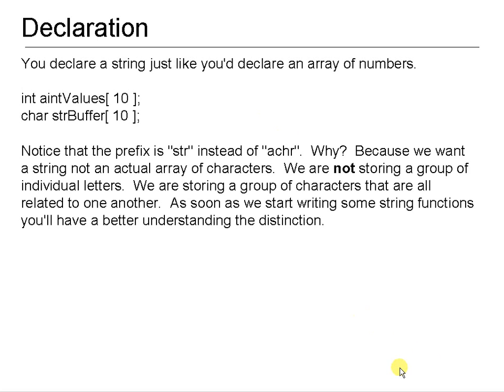So for example, int values size 10. And if we want a string, well, we say char str_buffer size 10. Notice that the prefix is str instead of chr, indicating a string rather than an array of characters. Why? Because we want a string, not an actual array of characters. We are not storing a group of individual letters. We are storing a group of characters that are all related to one another, and they go in sequential order. As soon as we start writing some string functions, you'll have a better understanding of this distinction.